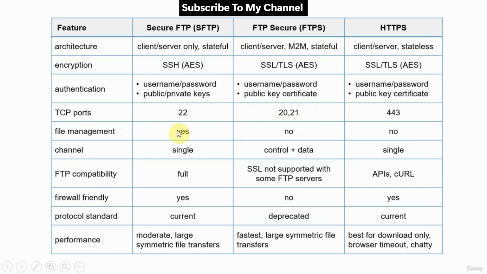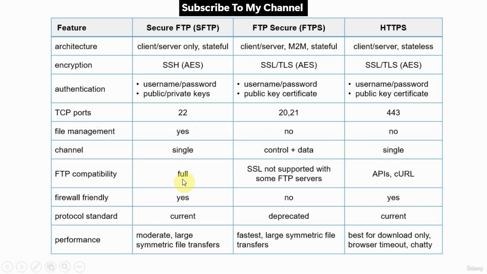File management, there is that feature available. In other words, you can manage directories and such with Secure FTP. With FTP Secure, you can't, or with HTTPS. So you don't have that application layer feature available to do file management, and that's kind of important as well. As far as channels go, Secure FTP is a single channel. That makes it quite effective and fast, whereas FTP Secure is based on the old FTP model of a control and data channel, and HTTPS is on just a single stream as well.